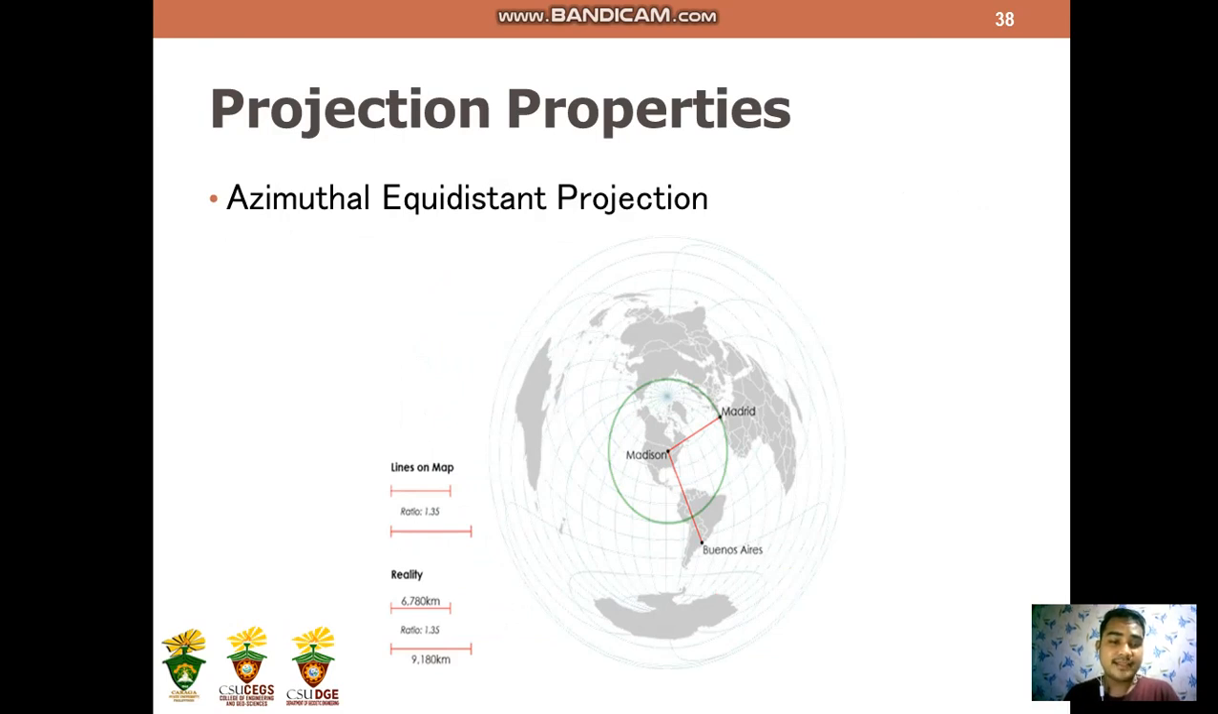And for the azimuthal equidistant, look, this is another projection, where the distances are preserved. From Madison to Madrid, in reality it is 6.78 thousand kilometers, and Madison to Buenos Aires is 9.18 thousand kilometers. On the map of the azimuthal equidistant projection, the lines have a ratio of 1.35. It is not like the equirectangular projection earlier, where the ratio is 1.